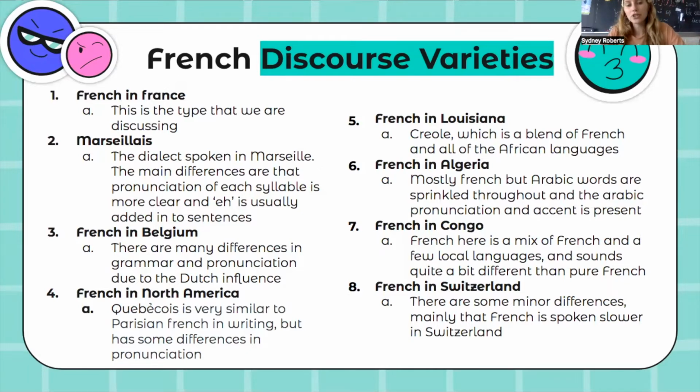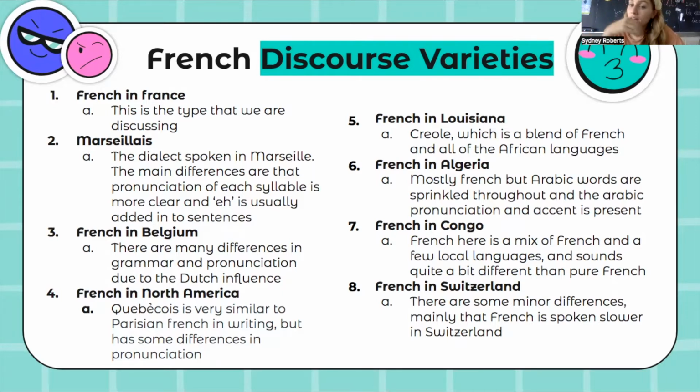We have French in Belgium. There are many differences in grammar and pronunciation due to Dutch influence. French in North America, like Canada. Very similar to Parisian French in writing, but some differences in pronunciation, as that tends to happen. French in Louisiana, also known as Creole. It's a little bit of a mixture of French and African languages.